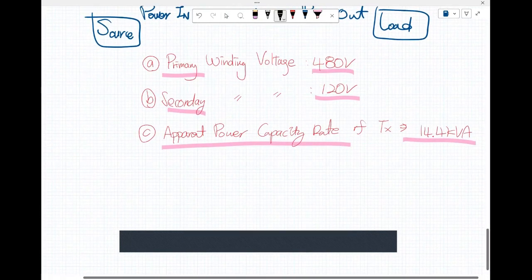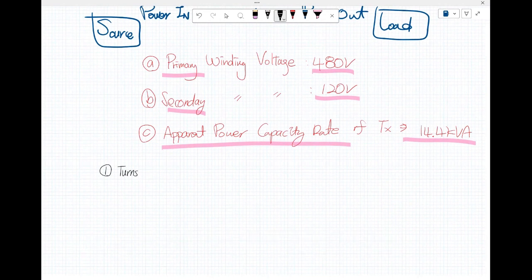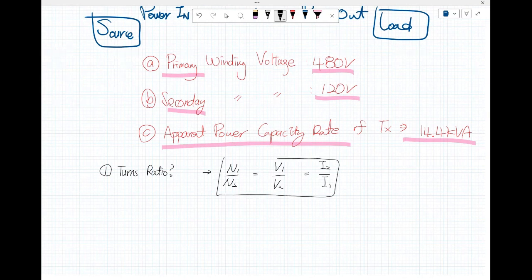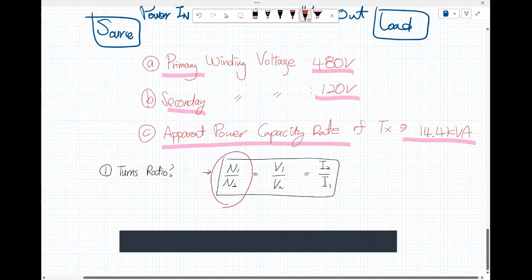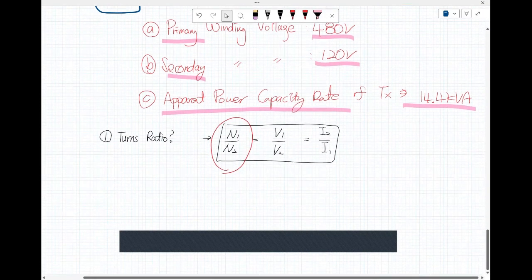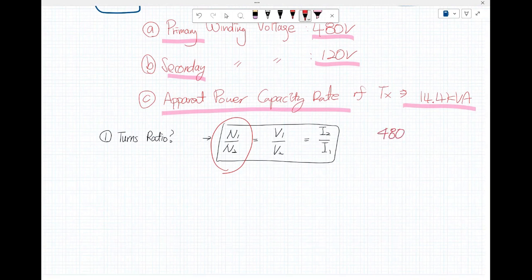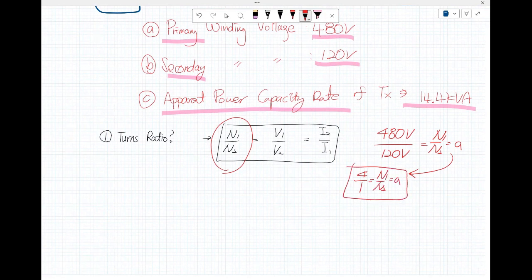Now, let's see. What is the turns ratio? We learned before n sub 1 over n sub 2 equals I sub 2 over I sub 1. So we are looking for the turns ratio. From the question, we have the clue: primary winding voltage and secondary winding voltage. So n sub 1 over n sub 2, the turns ratio is 4 over 1.